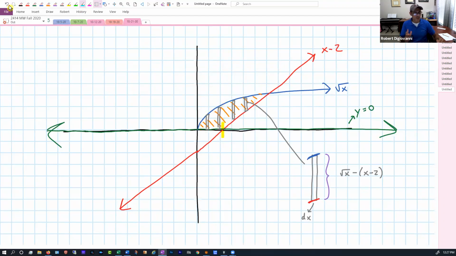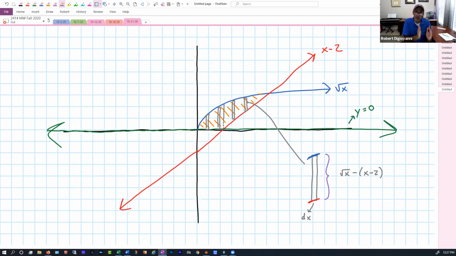Do y'all see how there's this natural split in this thing we're trying to find the area of? So how do you think we should address this? We're going to need two equations. Yeah, we're going to need to split it into two separate integrals.